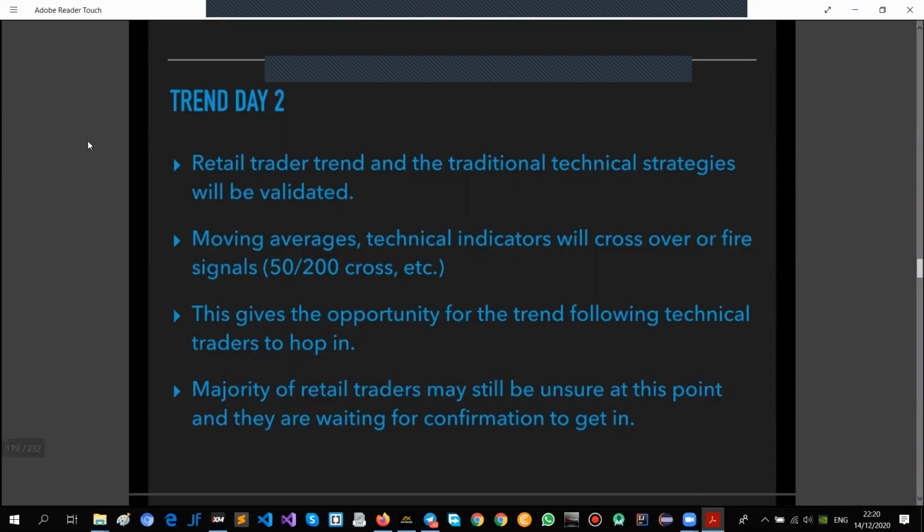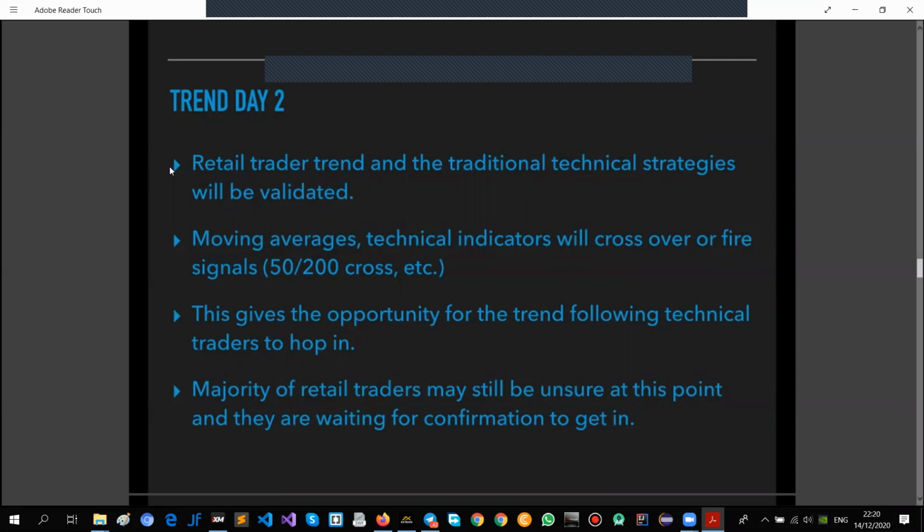this is when the retail traders hop into the market and enter the trade, execute their trade. The majority of retail traders may still be unsure at this point. Some will be waiting for their strategies to be fully confirmed so that they can enter the trades.